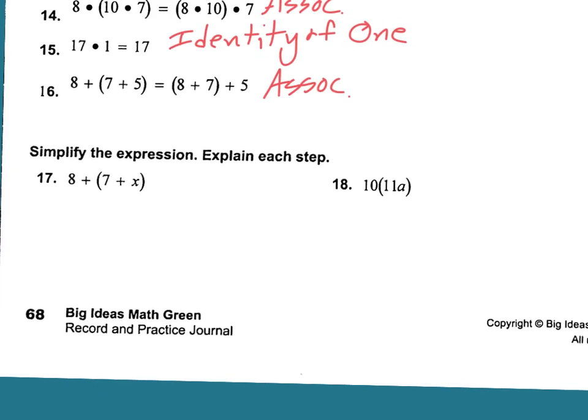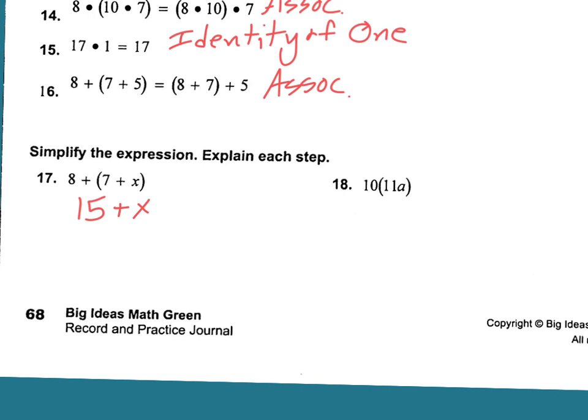Now it wants us to simplify this expression. If we want to simplify the expression, it's 8 plus 7 plus x. Those numbers are like terms from what we did the other day. So 8 and 7 can go together. So we have 15 plus x. We can't combine that x with that 15 because it's not multiplication. The x is different than that constant, so we can't combine those.